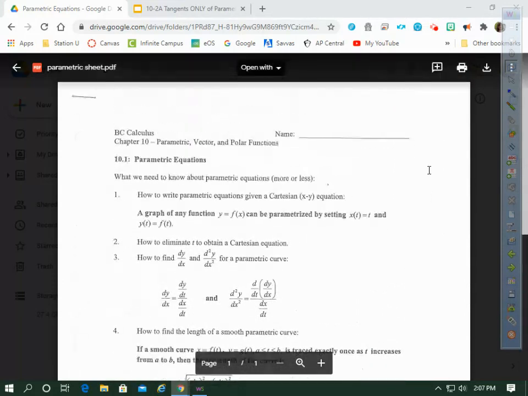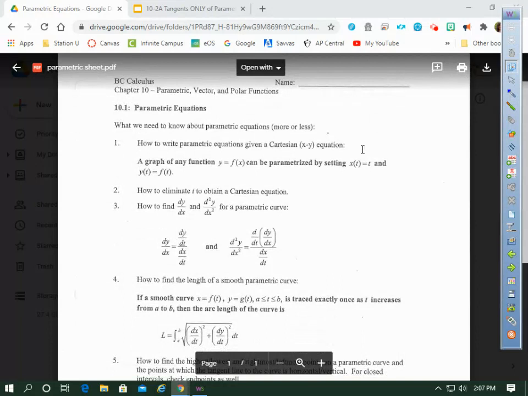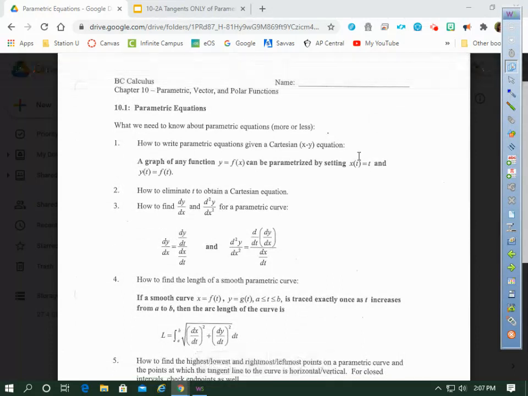This paper, you should have gotten this handout when you picked up your textbook. Okay, so this should be in the packet I gave you, but if it's not, this will also be posted in Canvas and you can print it out or take a picture of it on your phone or whatever on Canvas. Okay, so parametric equations, we've already learned what they are.